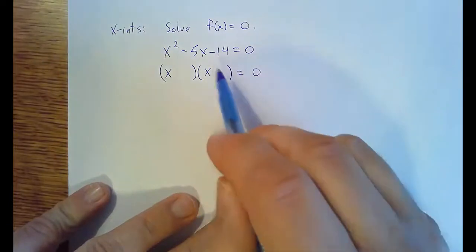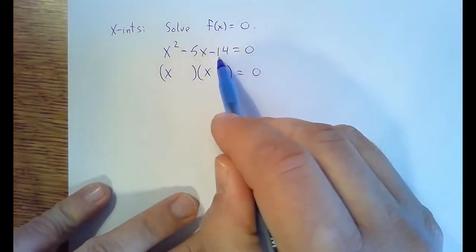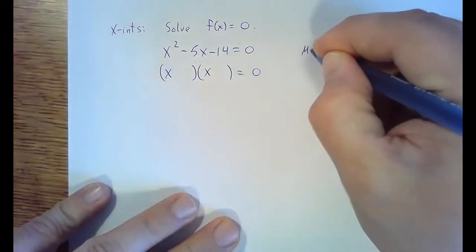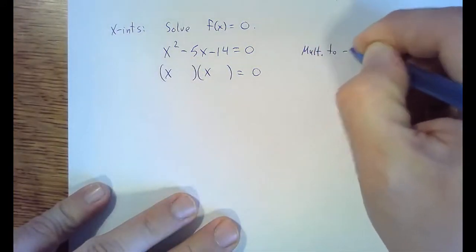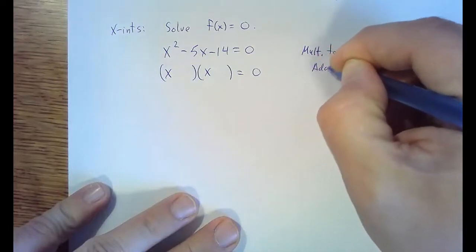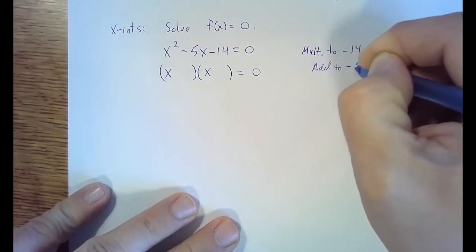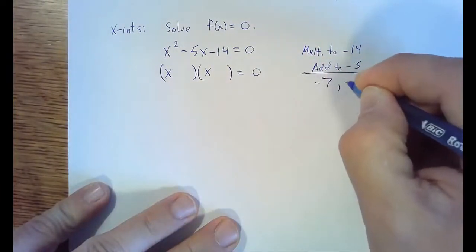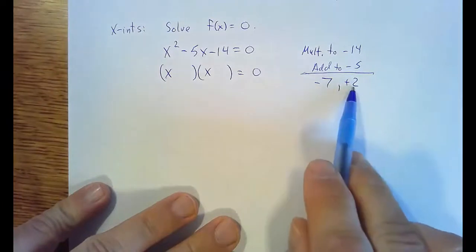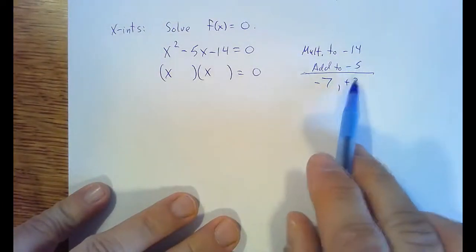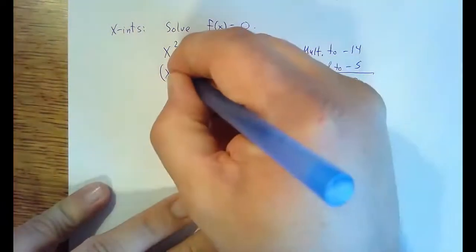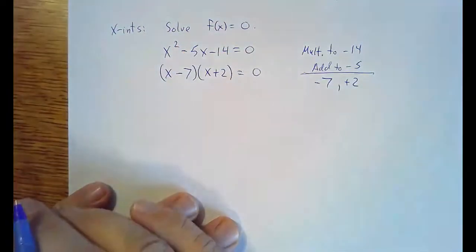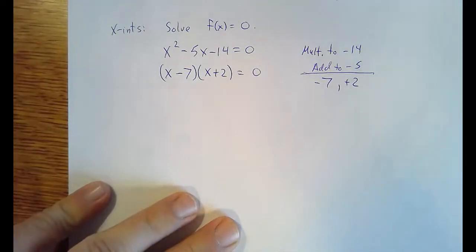Now this is going to be factorable if I can find two numbers that multiply to minus 14 and add to minus 5. So can I find two numbers that multiply to minus 14 and add to minus 5? Well, the numbers minus 7 and plus 2 would work. Negative 7 times 2 is negative 14. Negative 7 plus 2 is negative 5. So I can fill in the rest of the factors with a minus 7 and a plus 2. So I factored this trinomial.